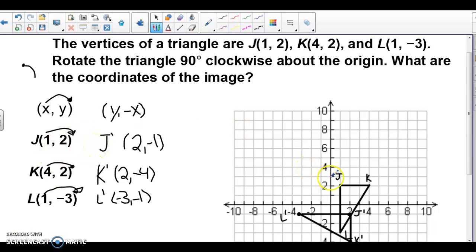So you'll notice that these two shapes are still congruent because in any rotation, the pre-image and the image are congruent. So remember that's important for when we're doing these types of transformations. So now we will go to the next example.